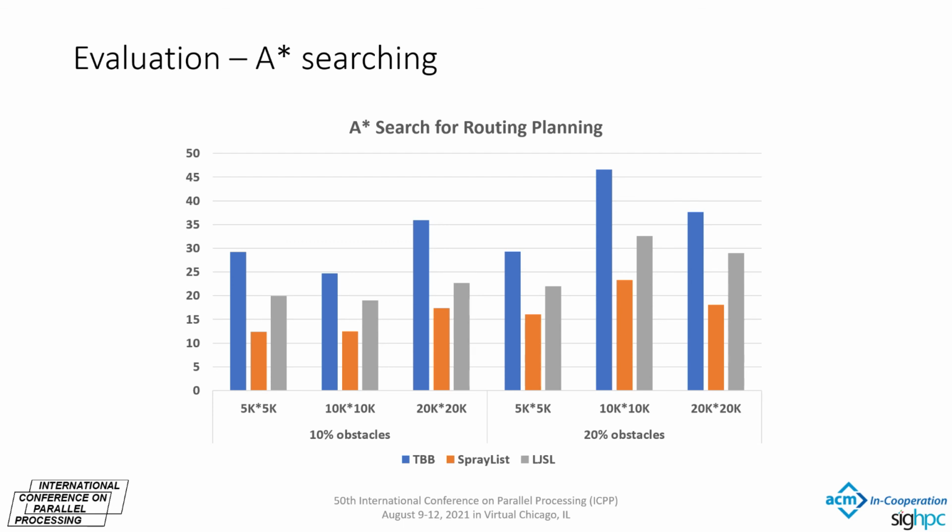We apply BGPQ to a real-world application, A-star graph search, which is widely used in pathfinding and graph traversal algorithms. We're only able to compare BGPQ with TBB, SprayList, and LJSL due to implementation limits in other baselines. We use 3 different graph sizes with 2 different levels of obstacles. We can observe that BGPQ-based solutions are much faster than others, with a 12 times to 46 times speedup.